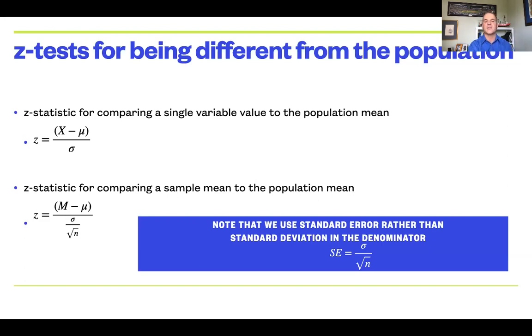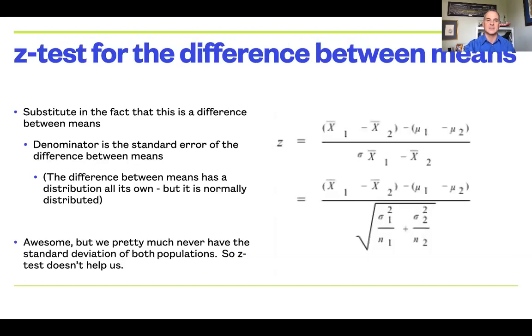That's pretty technical, and certainly it's interesting to know, but what's really important here is that our z statistic for comparing a sample mean to a population mean is not just divide by the standard deviation of the population, it is divide by the standard error, which is the standard deviation of the population over the square root of n, which is our sample size.